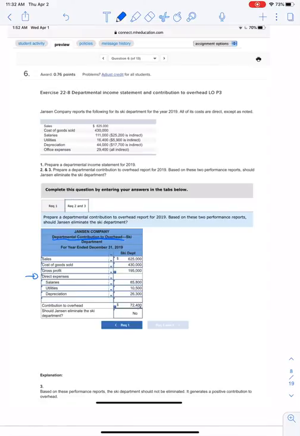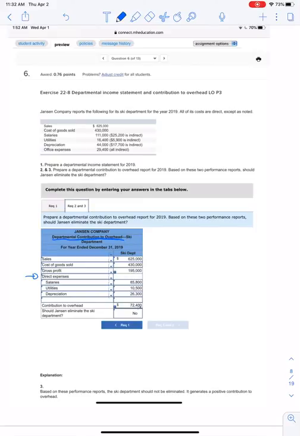The reason here is because if I were to eliminate this department, I can get rid of the direct expenses, but those indirect expenses are just going to be reallocated to another department. So overall, I can't get rid of those indirect expenses right now. So when I'm looking to determine if I should keep this department or not, it doesn't make sense to hold them entirely responsible for these indirect costs that they may or may not have any kind of control over.